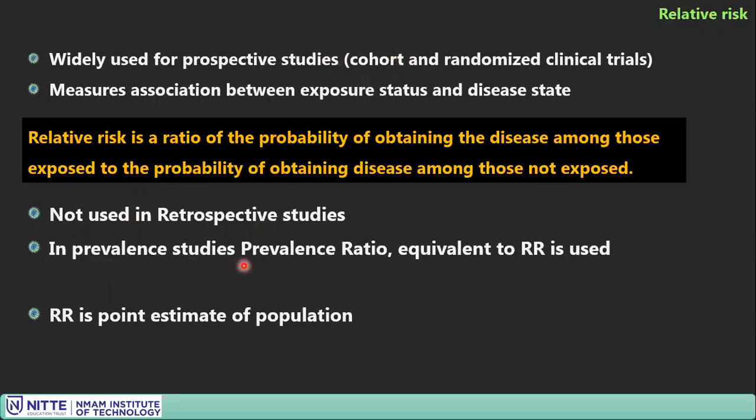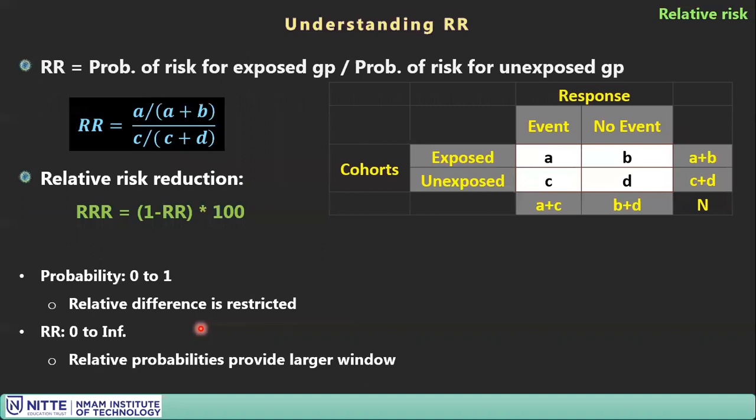When you use prevalence studies, there is an equivalent term called prevalence ratio, which is almost the same as relative risk but termed as prevalence ratio. Then this particular statistical estimate is a point estimate, something similar to your mu or x bar, mean or median. It's an estimate of the population using a sampled value. How do we calculate this?